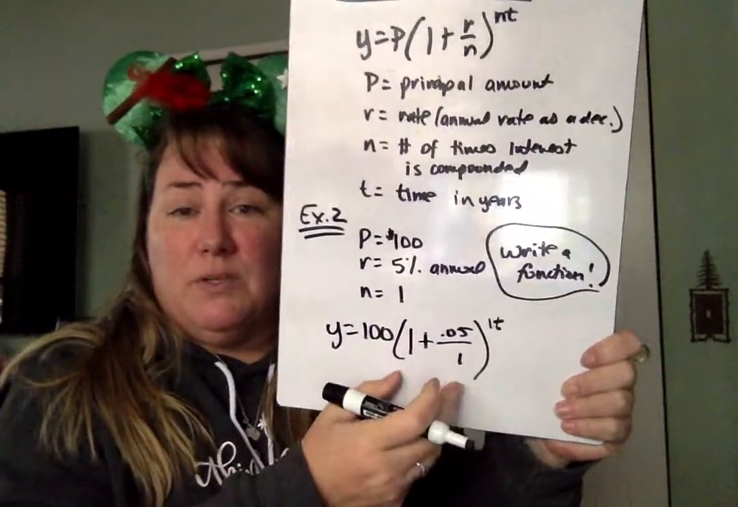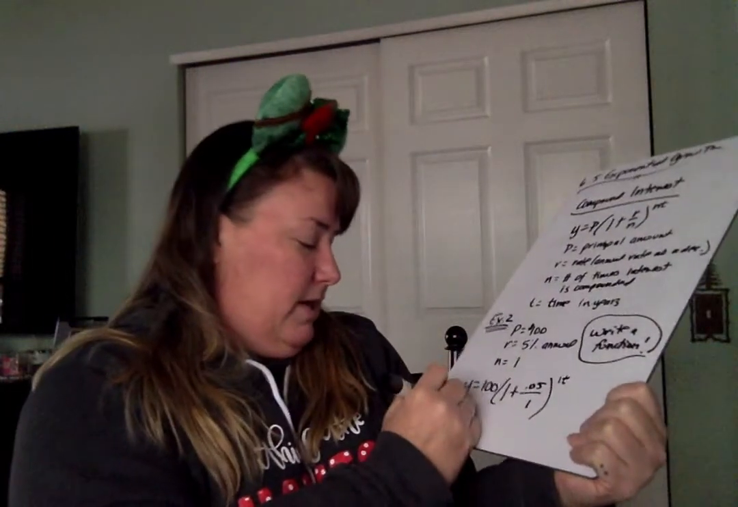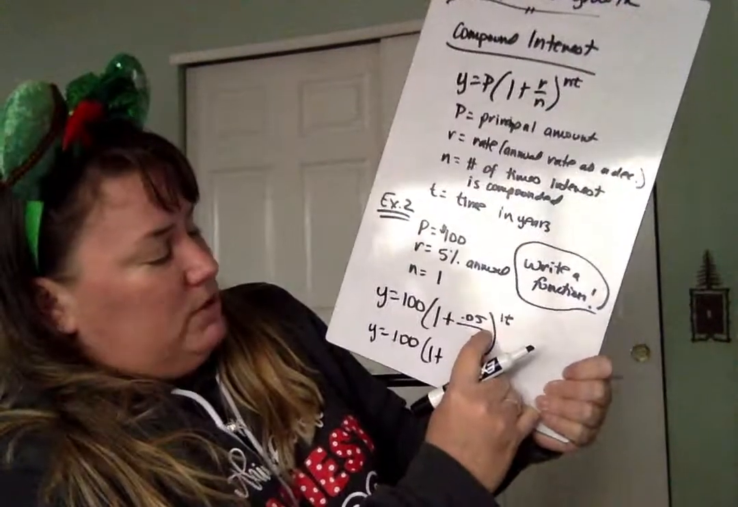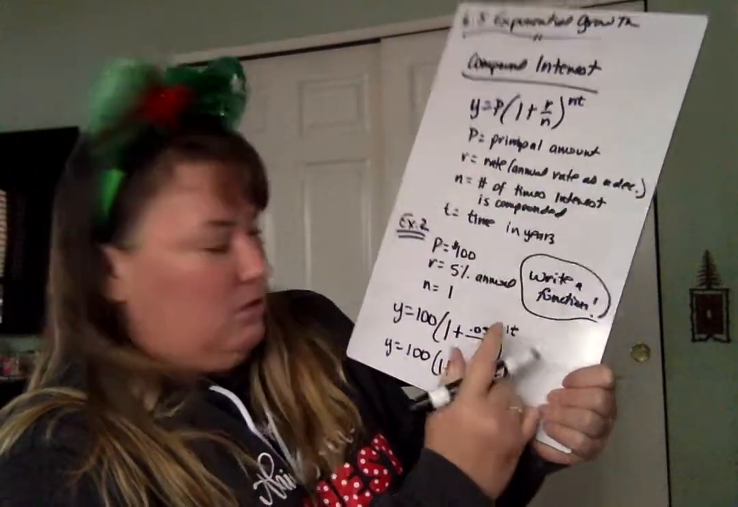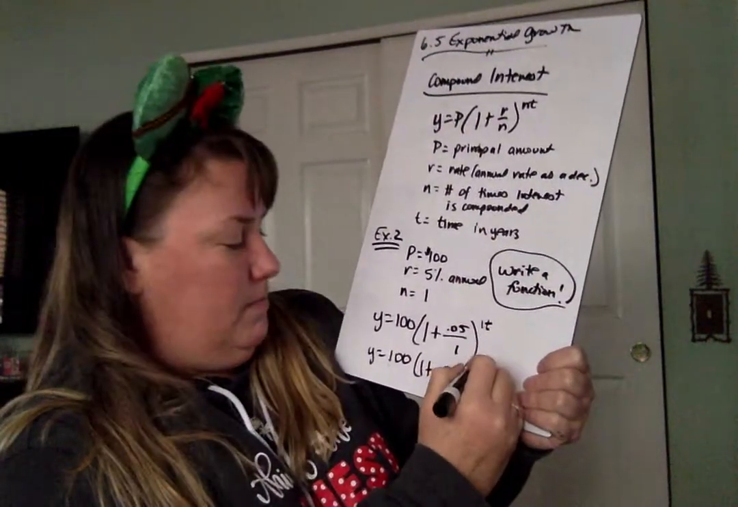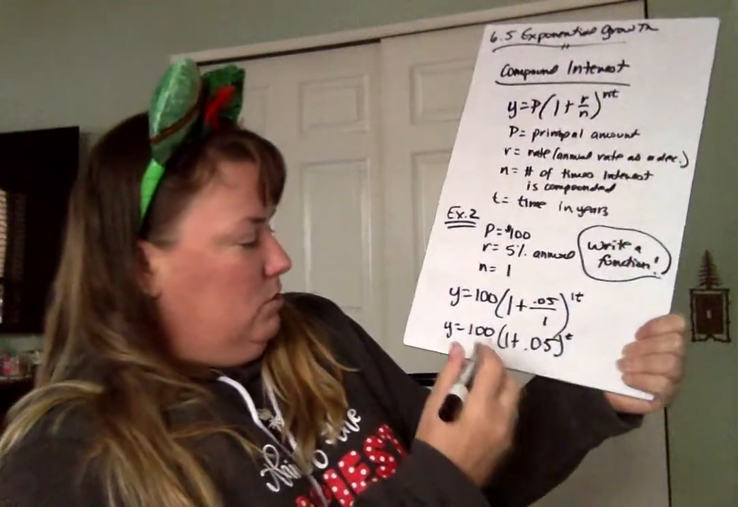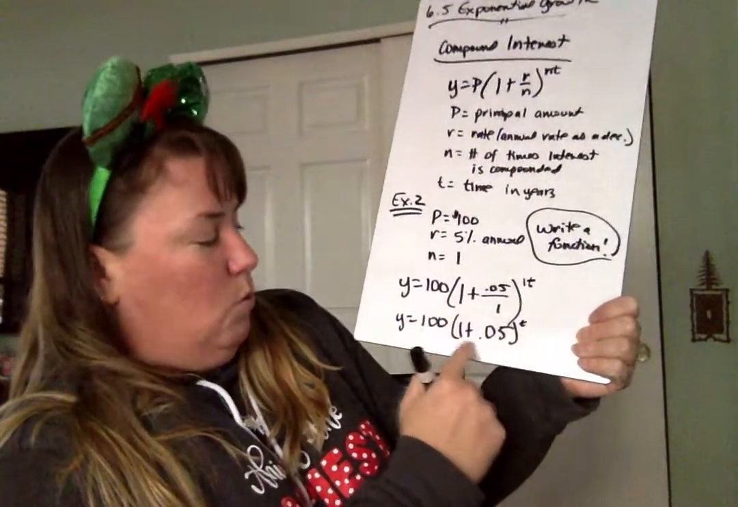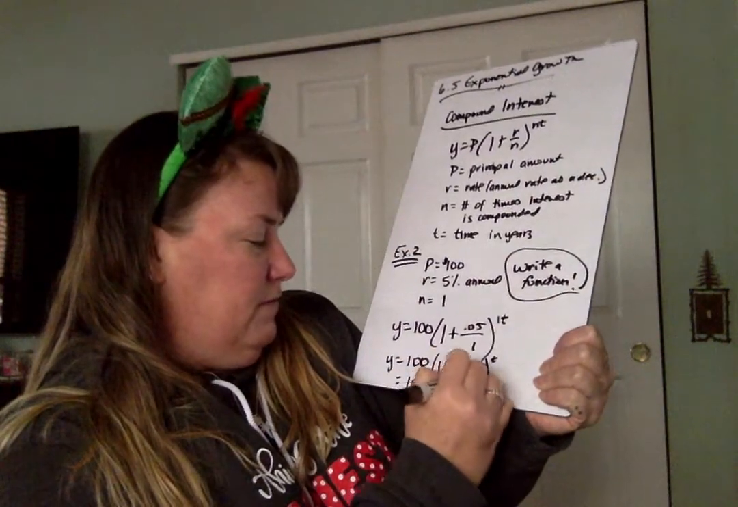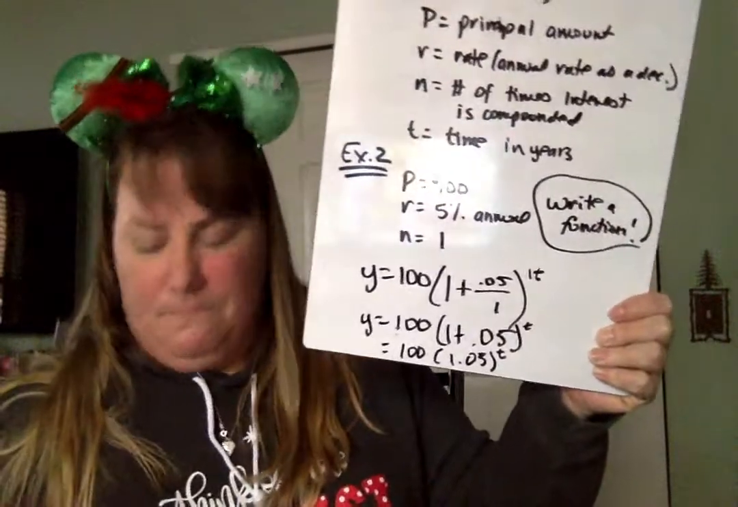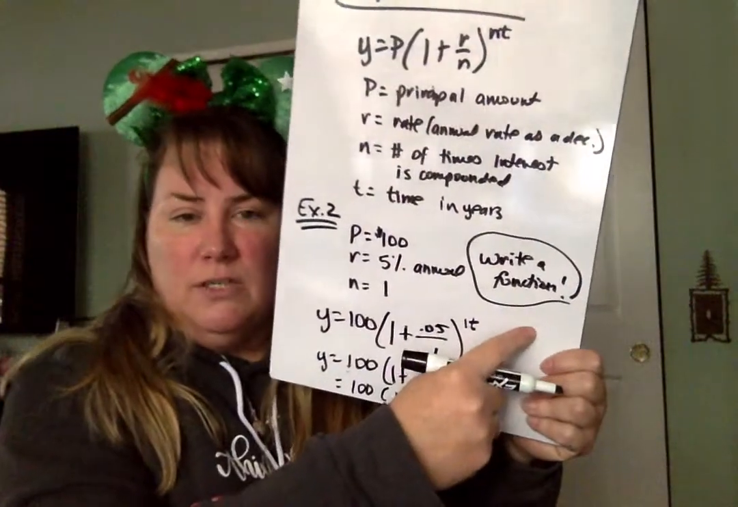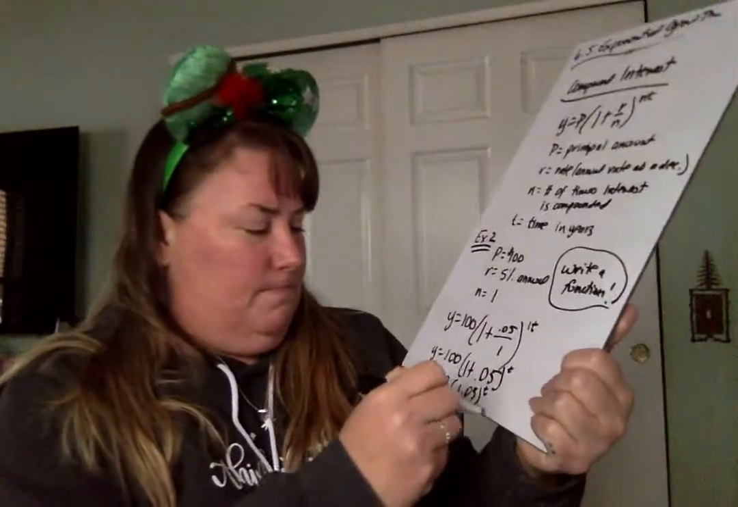And so on this, simplify the parentheses first. So we have y equals 100 times quantity 1 plus 0.05 divided by 1 is still 0.05, to the 1 times t, well, 1 times t is t. Simplify this. So 1 plus basically a nickel. So 100 times 1.05 to the t power. And then you're done, because you're just going to write the function with this given information.